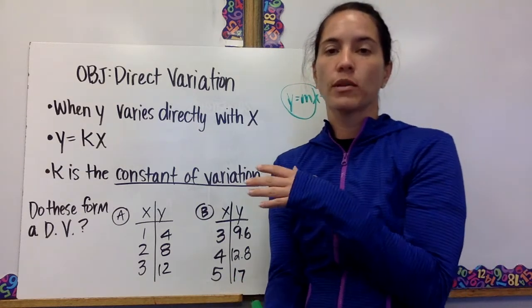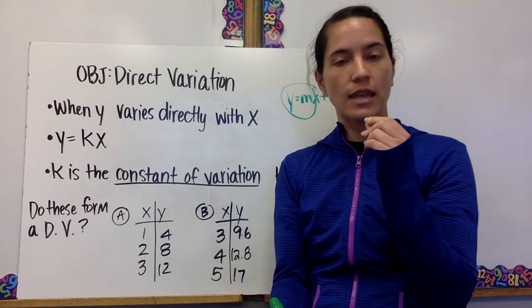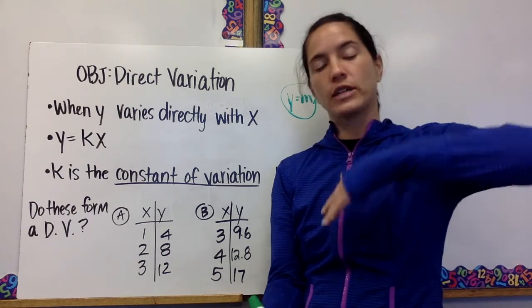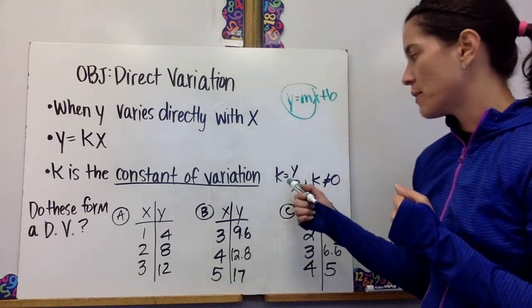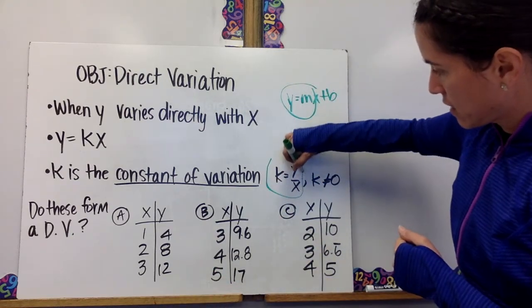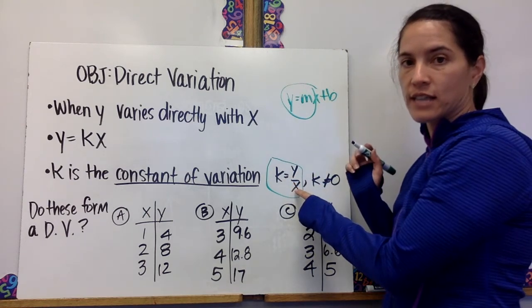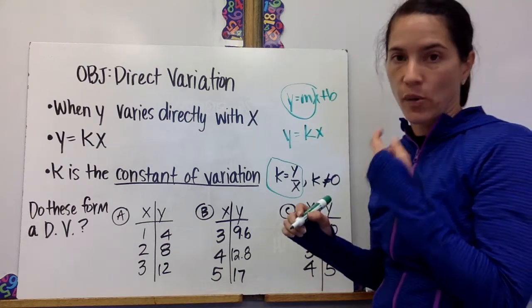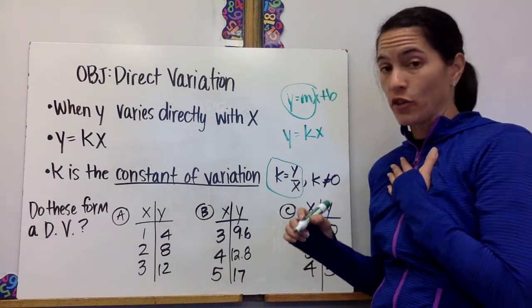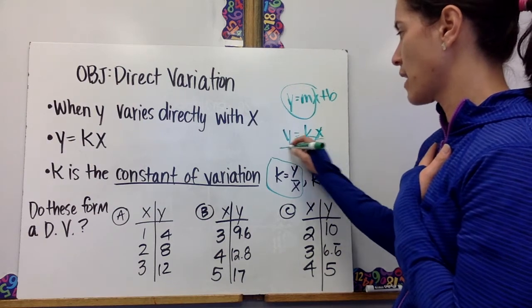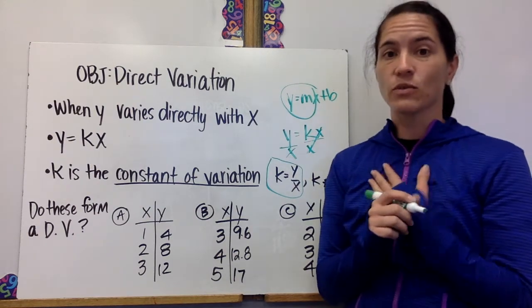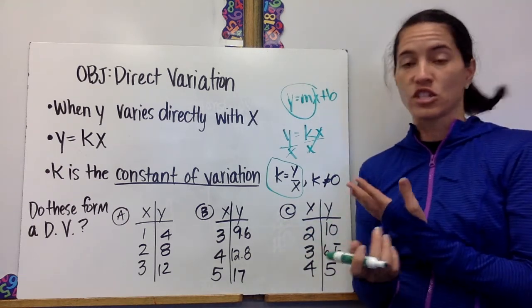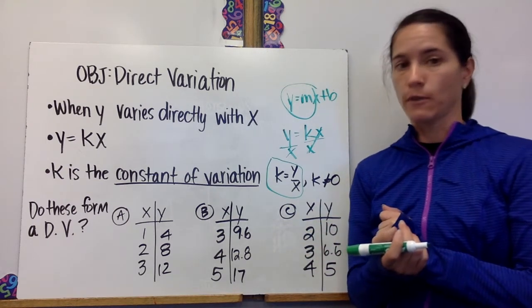So you'll see in some problems, the constant of variation is going to be that number, kind of like that scale factor, that number that's constantly going up or going down, like slope. You can find k by y over x. I started with the direct variation equation, and if I wanted to solve for k, I would divide both sides by x. So k is equal to y over x. K cannot equal 0. It's just not a direct variation if k is equal to 0.